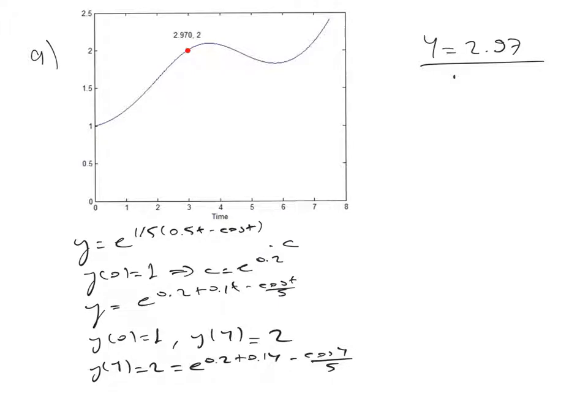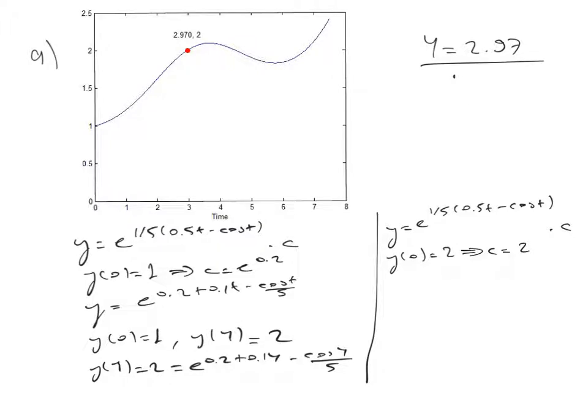Now let us use another initial condition in order to see what changes. Our function is still the same, y is equal to e to the 1 over 5 times 0.5 t minus cosine t times c, and this time let's take y0, the initial condition, equal to 2, and this time the constant c is equal to 2 times e to the 0.2. And let's reorganize our function by using this new constant c. Y is equal to e to the 0.2 plus 0.1 t minus cosine t over 5 times 2.